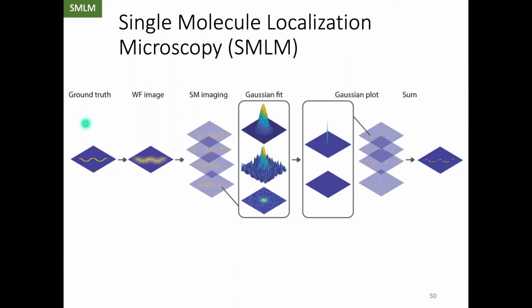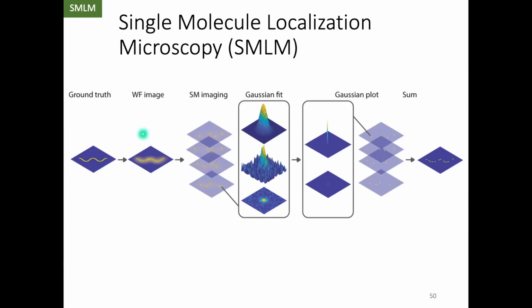So in single molecule localization microscopy, I'm going to take many images, and I'm going to make sure that in each image, not all the dyes are showing up at the same time. We'll show you how that works. But if only a few molecules are lighting up, I can determine their location much more accurately than if I have this issue with the diffraction limit.